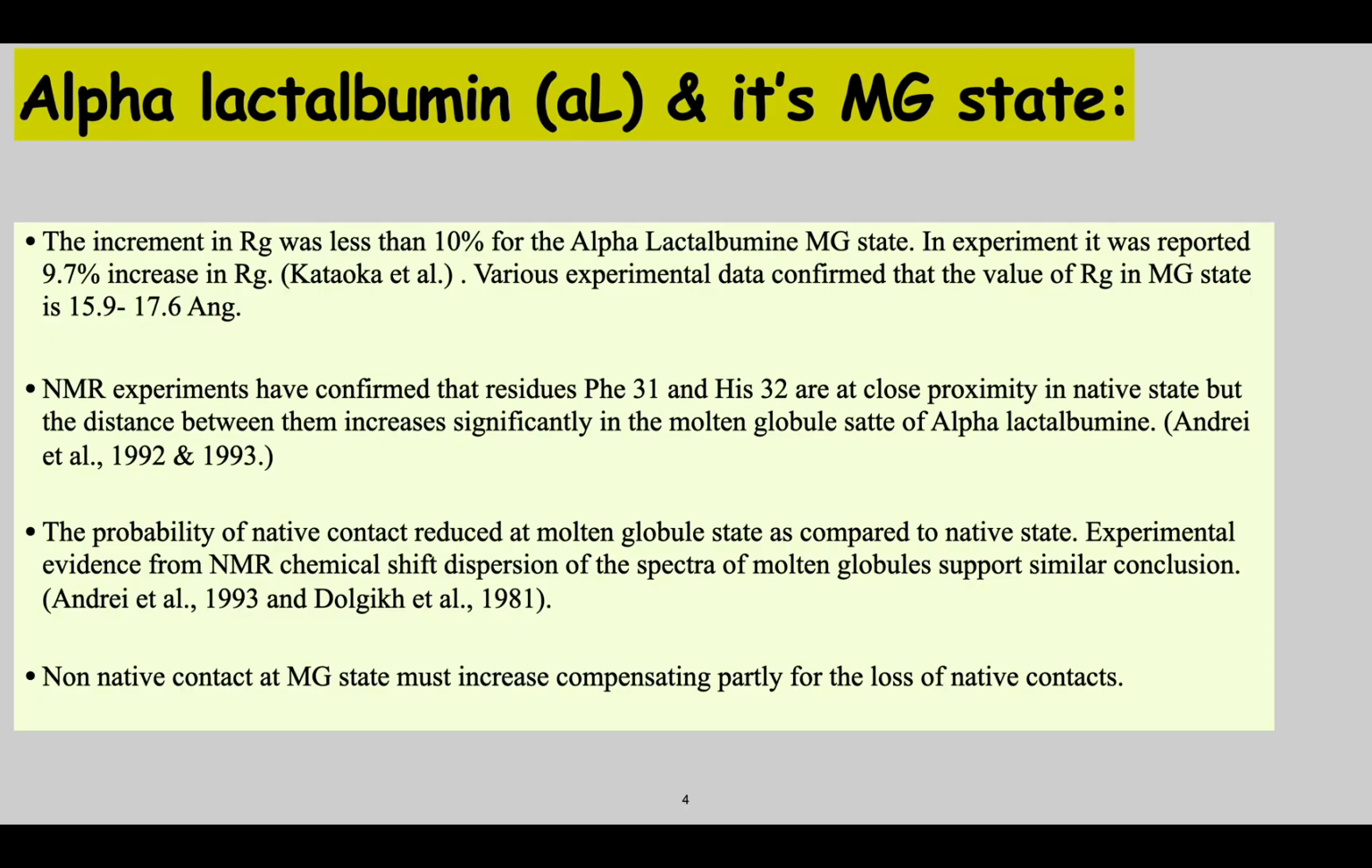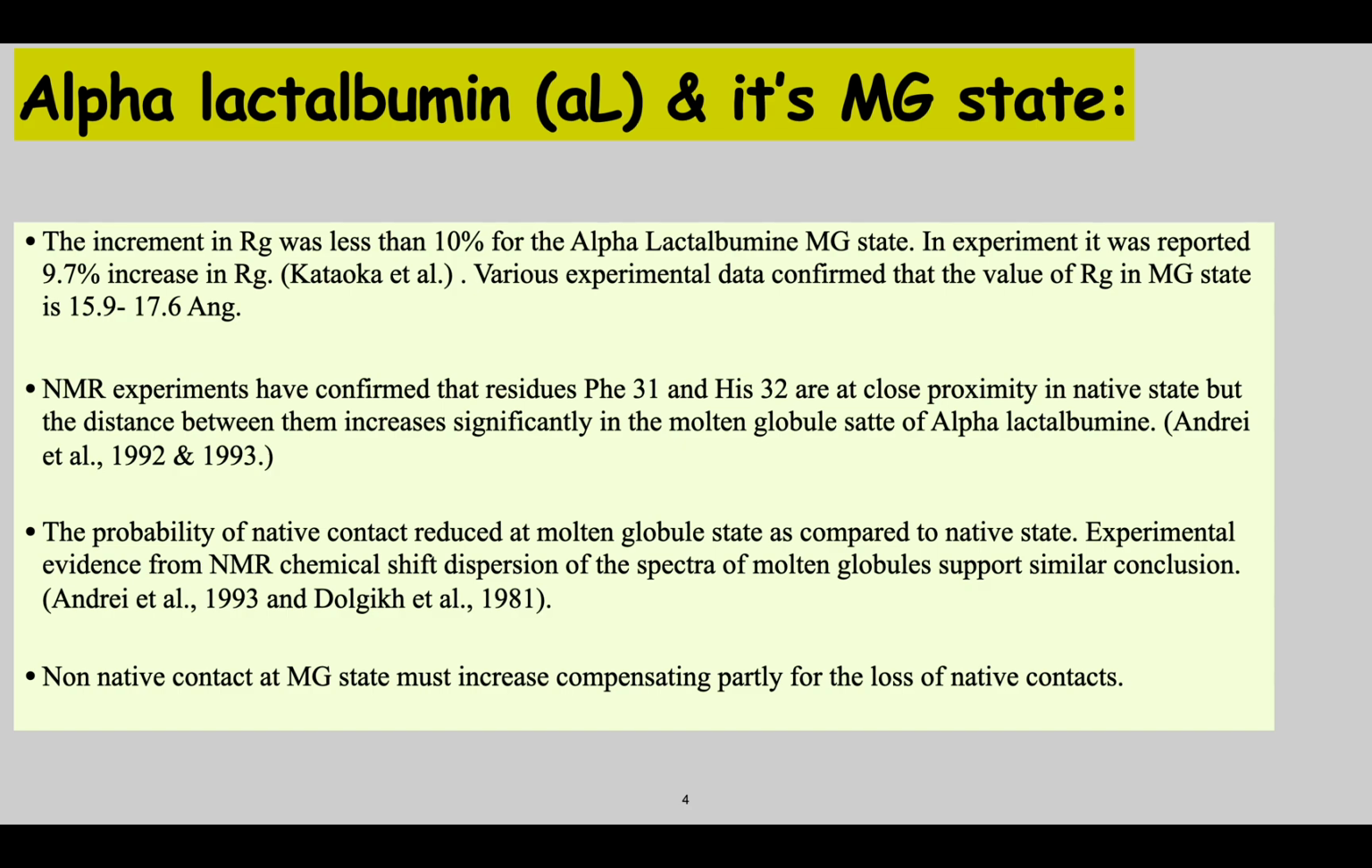Okay, so what do the early experiments say? Early experiments say that for alpha lactalbumin protein in the molten globule state, its radius of gyration increases. One experiment had confirmed that in the molten globule state, the distance between residues 31 and 32 increases significantly. The third point is that native contacts are very much reduced in the molten globule state compared to the native state. Experimentally, this group in 1993 showed the same thing: contacts basically reduced and non-native contacts as a result increased. So these are the popular evidence that prove the presence of the molten globule.